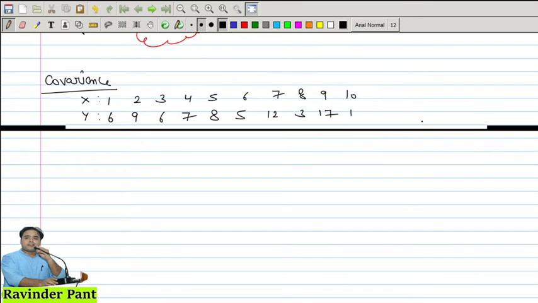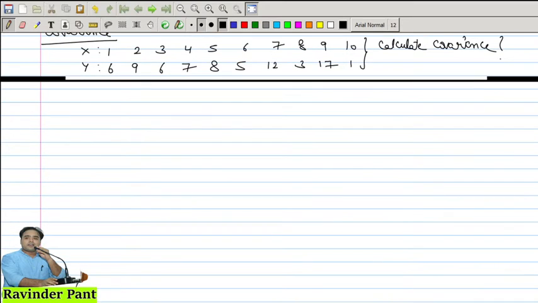And it says calculate covariance. So out of all the formulas for covariance we studied, we'll apply the one which is suitable to such problem. So let us solve this quickly. It's a very basic question, so we'll not spend much time on this.